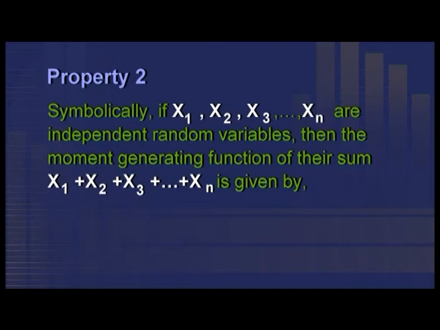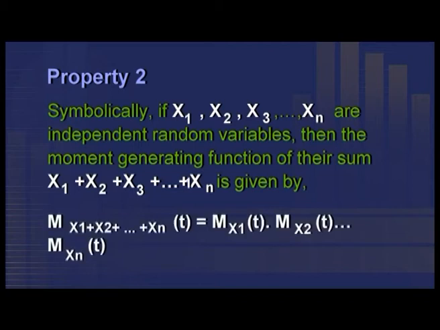Symbolically, if X1, X2, X3, and so on till Xn are independent random variables, then the moment generating function of their sum X1 plus X2 plus X3 and so on till plus Xn is given by M_{X1+X2+...+Xn}(t) = M_{X1}(t) · M_{X2}(t) · ... · M_{Xn}(t).